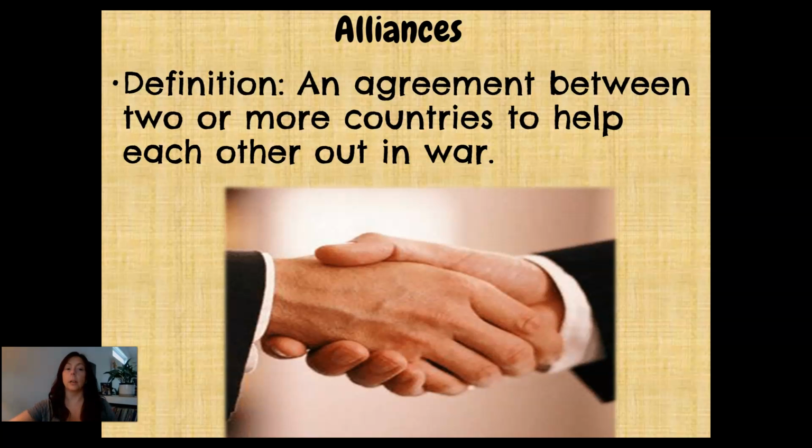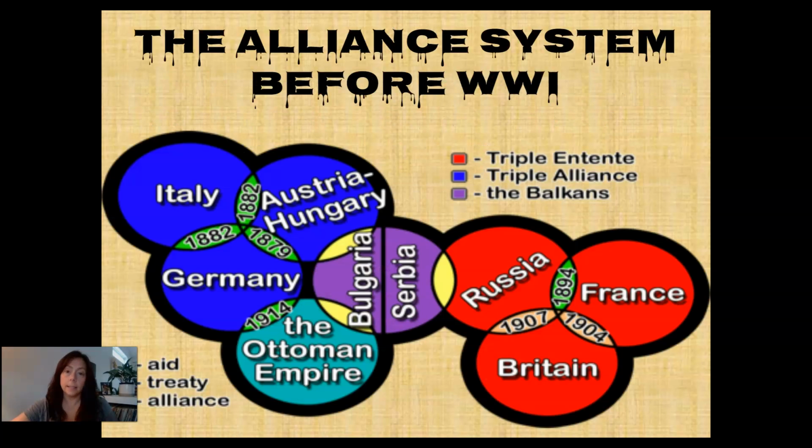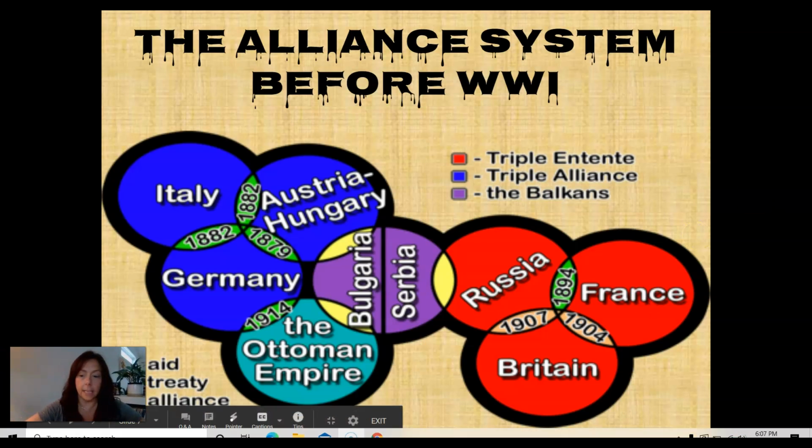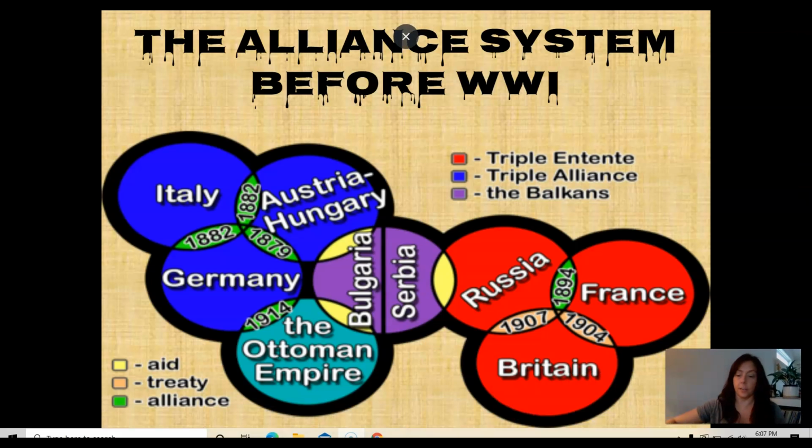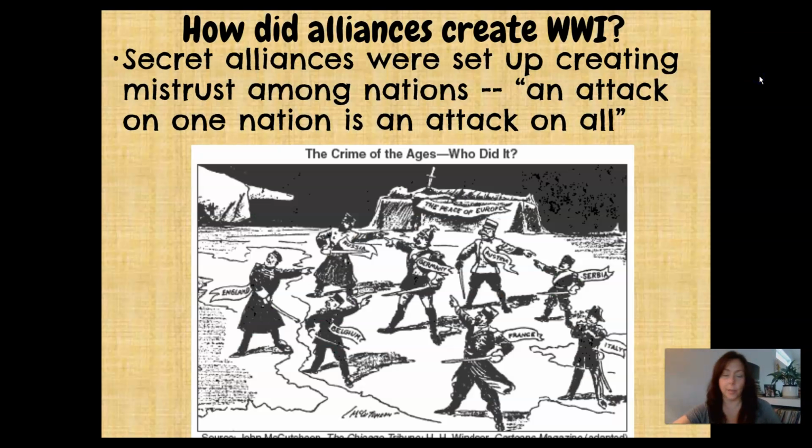Alliances are agreements between two countries to help each other out. And the alliance system before World War I, you had your Triple Entente, your Triple Alliance, and your Balkans, and they're overlapping. So you have countries that are making deals with each other and making deals with countries that have a different kind of deal with the country that they originally made the deal with. So it gets pretty confusing. And there's a lot of secret alliances that are set up, and that creates mistrust among nations.